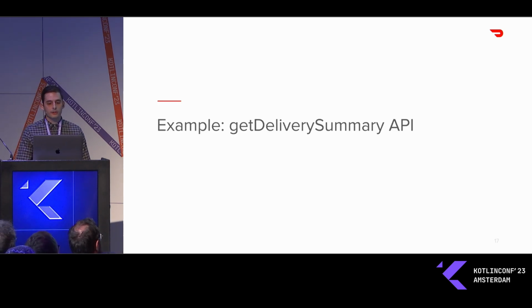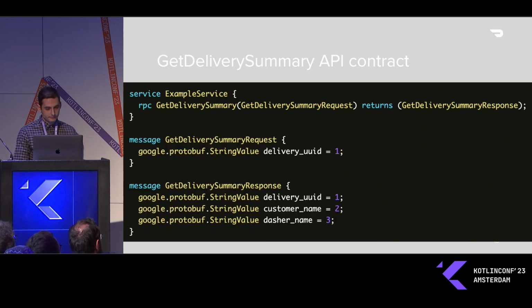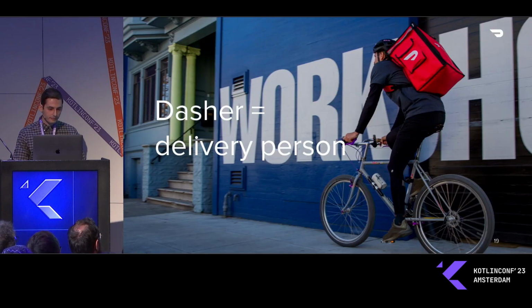So now let's walk through the code for a concrete example. I'm going to implement a getDeliverySummary API, which, given a delivery ID, returns some information about the delivery. Here's a protobuf defining the API contract. Basically, given a delivery ID, we want to return the delivery ID, the customer name, and the dasher name. For those of you not familiar with DoorDash, the dasher is what we call the person who delivers your food.